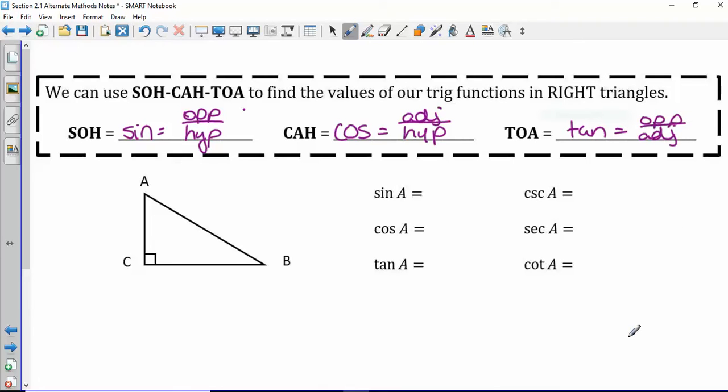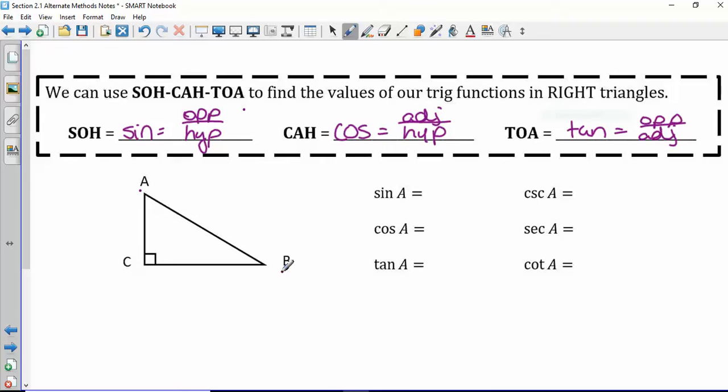Sine, cosine, and tangent, then we've really got it, because the others are just the reciprocals. Now, when we apply this, first of all, it has to be a right triangle. So the trig functions only apply to right triangles. So we have to have a 90-degree angle. We have to view it from one of the two acute angles.